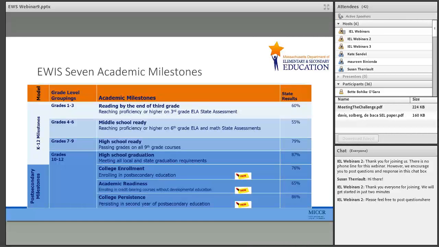All right, you directed it to me. This is Susan, but Kate, you could also chime in. So when we were thinking about reading by the end of third grade, for example, we needed some sort of measure that's available for most students, or the majority, across the Commonwealth. You really need to hone in on an outcome that is measurable throughout Massachusetts. So we chose to use proficiency or higher on the third grade ELA state assessment as a proximal measure for reading by the end of third grade.